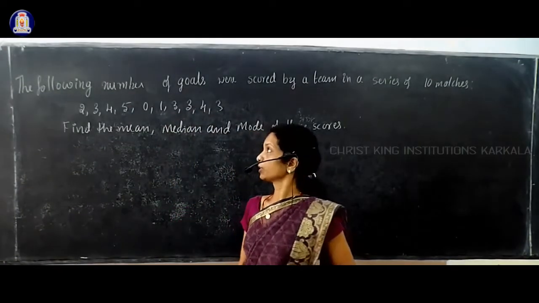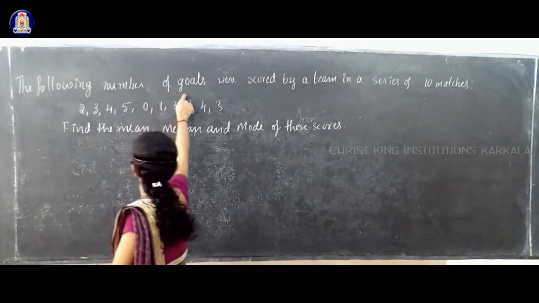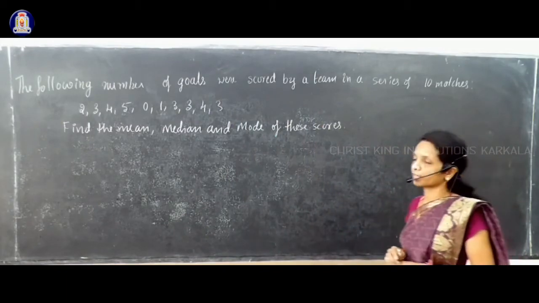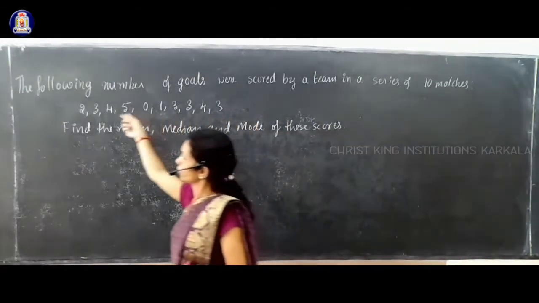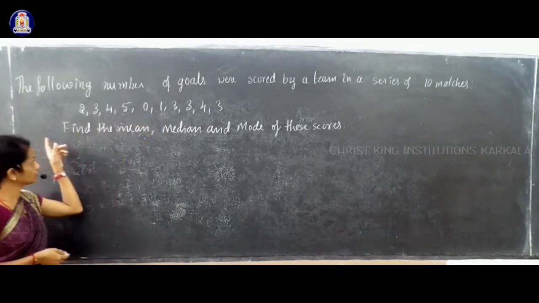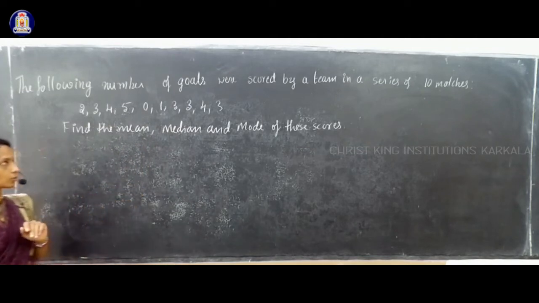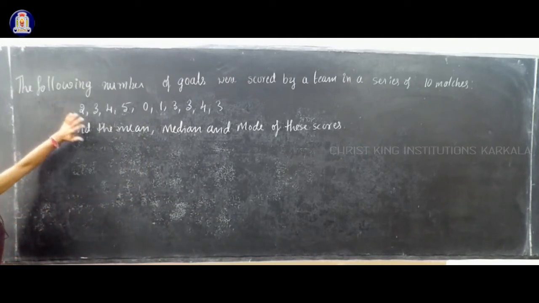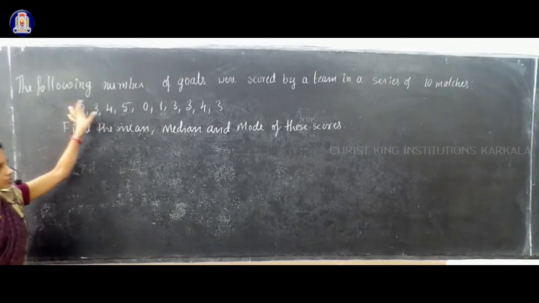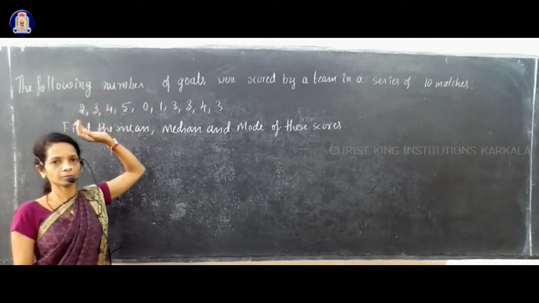Next are problems under mean, median and mode. The following are the number of goals scored by a team in a series of 10 matches. Given the number of goals scored by one team, you have to find the mean, median and mode of the scores. How to find the mean, median, mode? Which type of data are you given? This is ungrouped data.